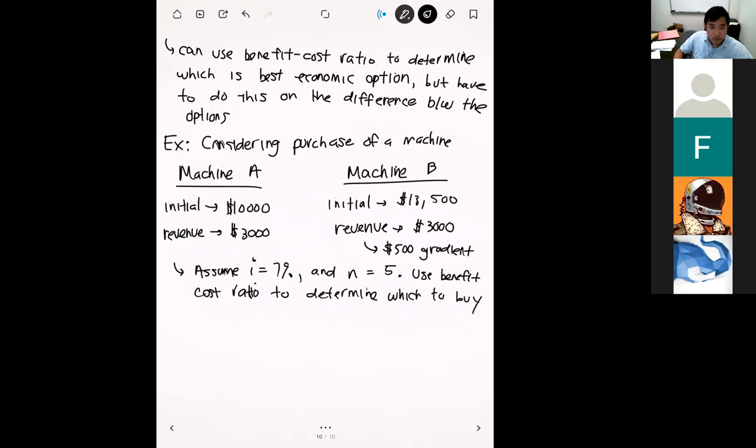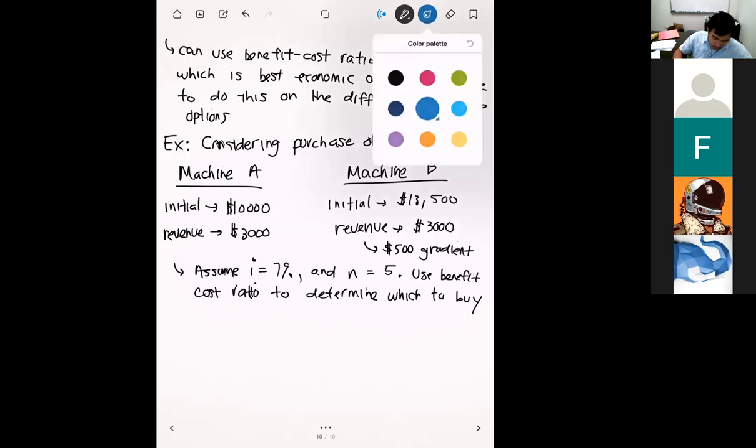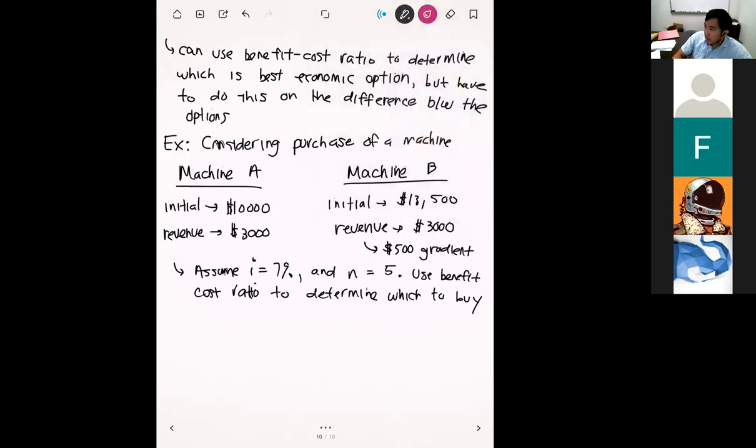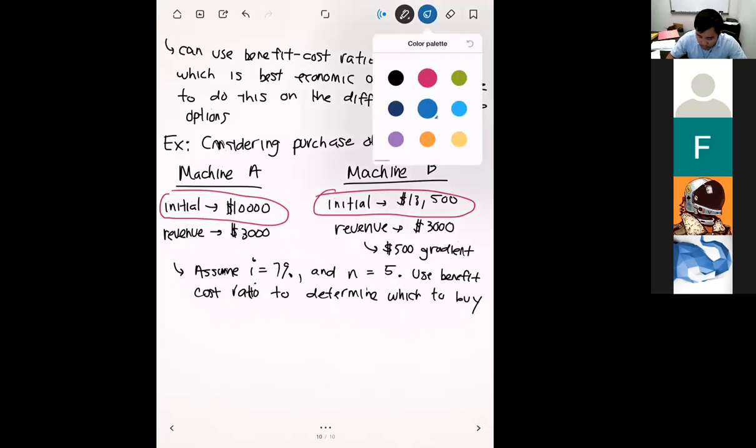In order to use benefit cost ratio, remember that we have to separate what are the benefits and what are the costs in our situation. Let me label the costs first. In this case, the costs are fairly simple, just because we only have an initial cost for both options. I'm going to highlight the cost in red. Both of those are costs.